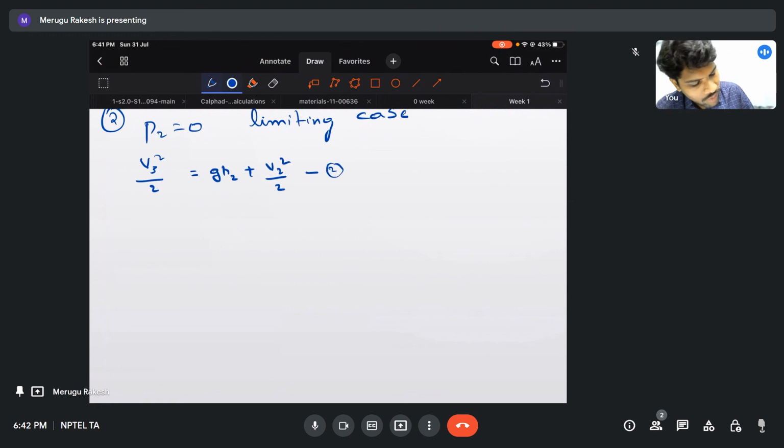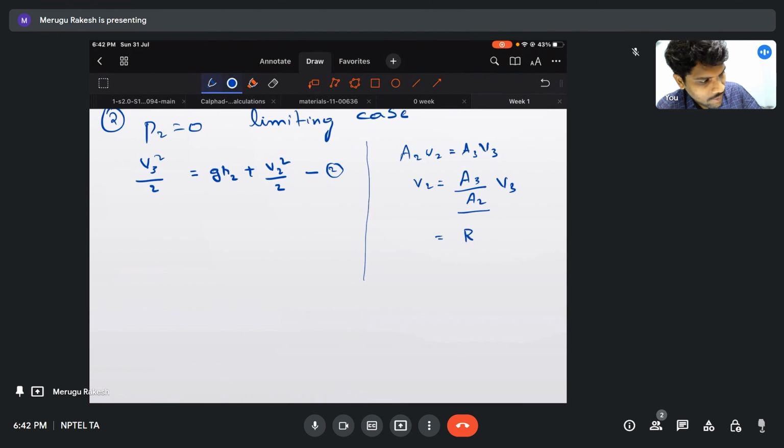Now if we apply continuity, A2 V2 is equal to A3 V3. From this, V2 is equal to A3 divided by A2 into V3. Let me denote this area ratio with capital R.